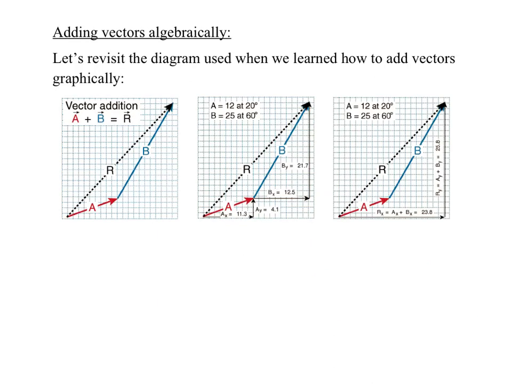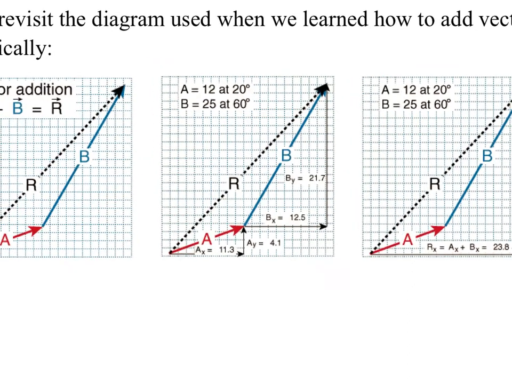So remember this diagram a minute ago? Let's take a quick look at this diagram and go through it step by step. So first, we want to add vector A and B together, right? So what we need to do is break the vectors into their components. I'm going to zoom in a little so we can see this better. Let's take a look at the middle one here.